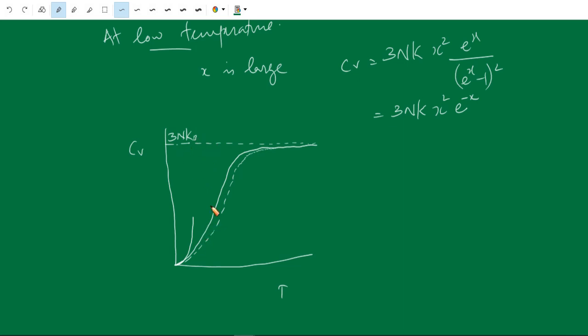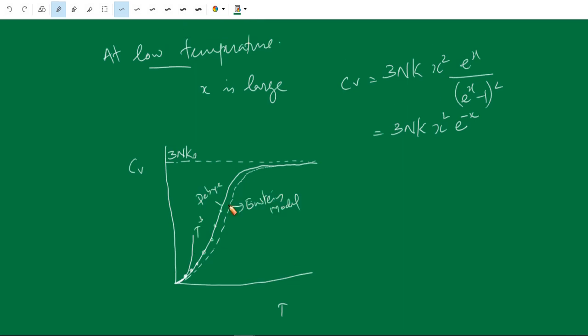But this is the experimental value of heat capacity. The experimental value of heat capacity at low temperature is in very good agreement with the Debye model. It does not obey the Einstein model at low temperature. These are the heat capacity of solids according to Debye and Einstein models.